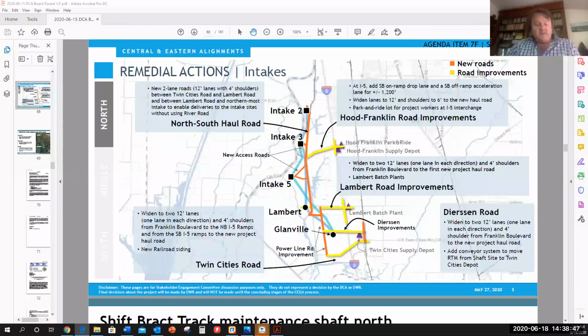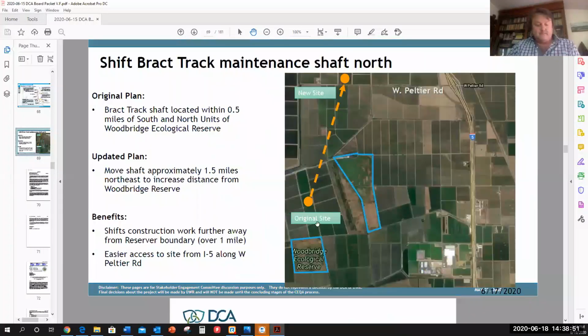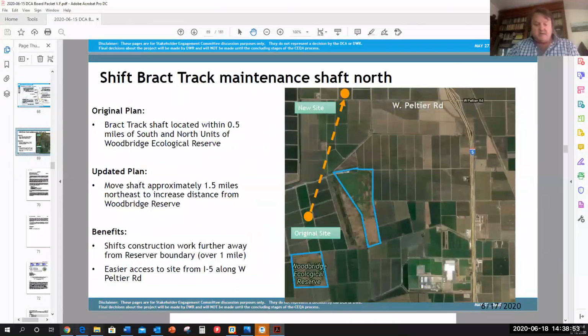Can we pull up the next map, which is the Brack Trap map? So this is from the eastern alignment.